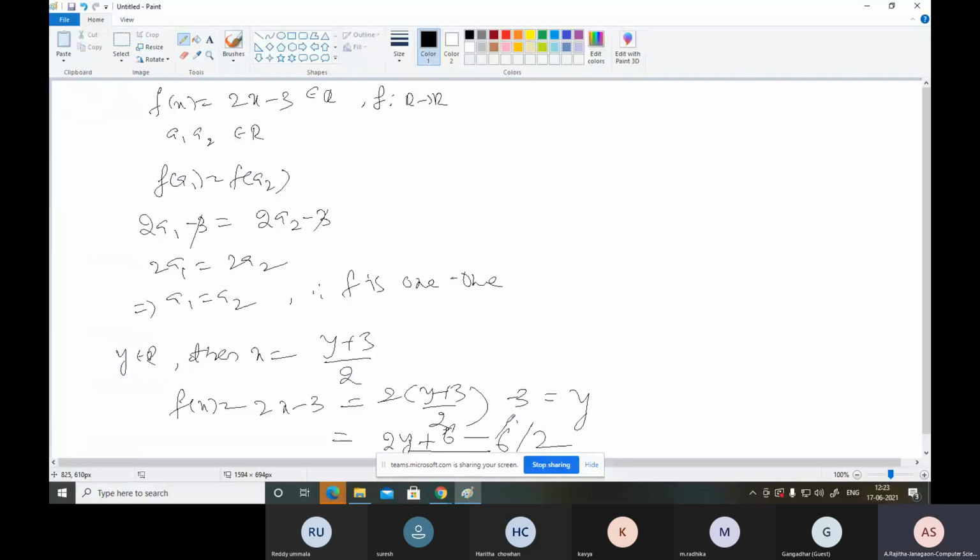6 cancel, 2y cancel, that is y equal to y. So that means every image has a pre-image. Okay, so f is onto. F is also one-one. Therefore f is a bijection.